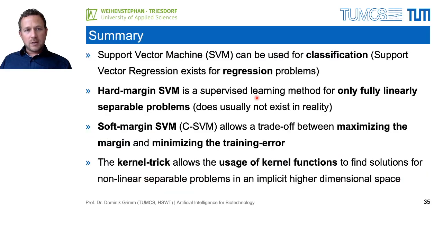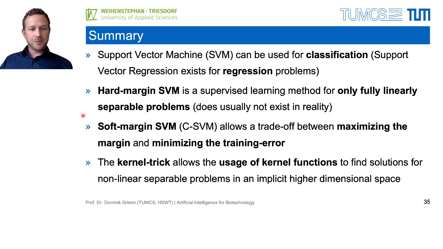So to summarize this, support vector machines can be used for classification. However, which I haven't talked about, there is also an extension that's called support vector regression, so it can also be used for regression problems, but we haven't talked about this in this lecture. There is something that's called the hard margin SVM, a supervised learning method that only works on fully linearly separable problems, which usually do not exist in reality.